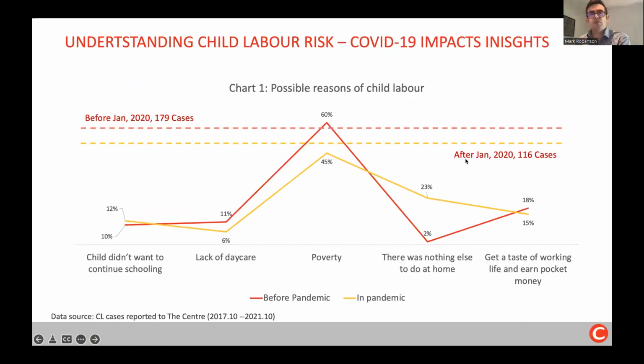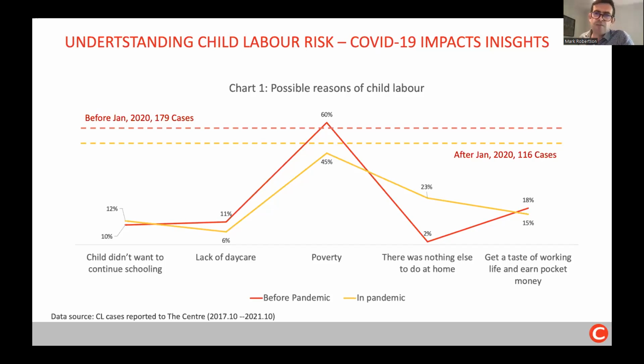But just to share some insights which are interesting from how we've tracked some of the impacts of COVID-19 on child labour. You can see the red line is cases before the pandemic, and then the orange one is what we found during the pandemic. This data is a little bit out of date now because it's going back to 2021. But what you do see here is probably what you'd expect. Poverty is still playing a key role as a causation factor for child labour, but lack of daycare, as more people were at home and workers were forced to isolate, became less of an issue because there was more chance for families to be together.